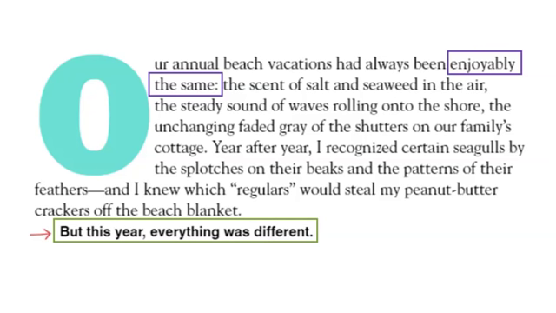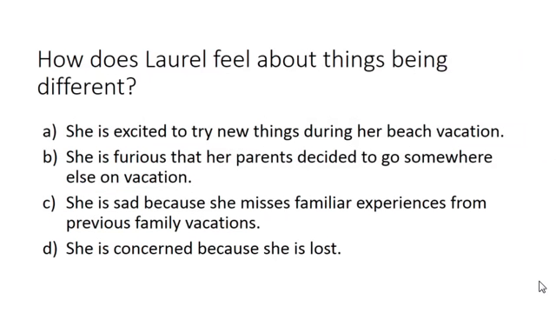Let's answer a multiple choice question about how the character feels about change. How does Laurel feel about things being different? A. She is excited to try new things during her beach vacation. B. She is furious that her parents decided to go somewhere else on vacation. C. She is sad because she misses familiar experiences from previous family vacations. D. She is concerned because she is lost. Take a moment to select the best answer.